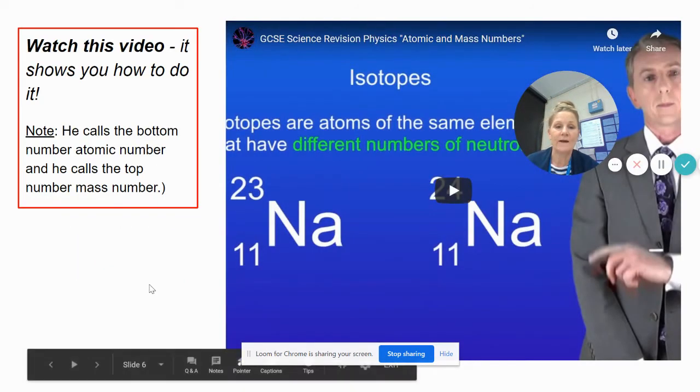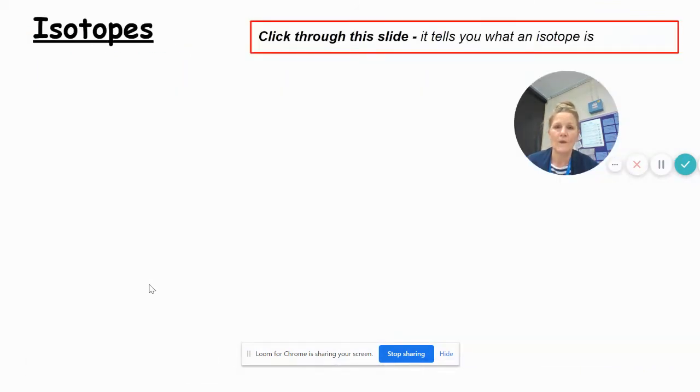This video is quite helpful as well. This man is explaining how to do it. But this slide is new, so when you get to isotopes, I want you to click through this, reading it and thinking about it, learning it independently.